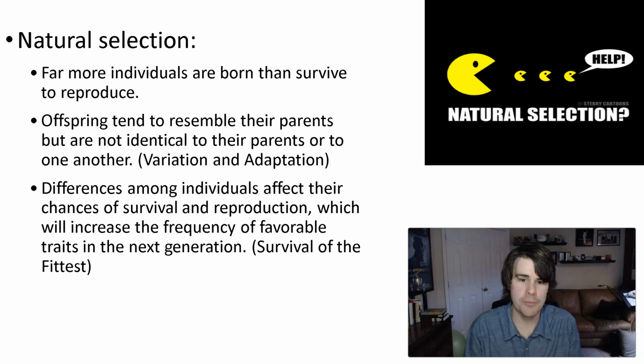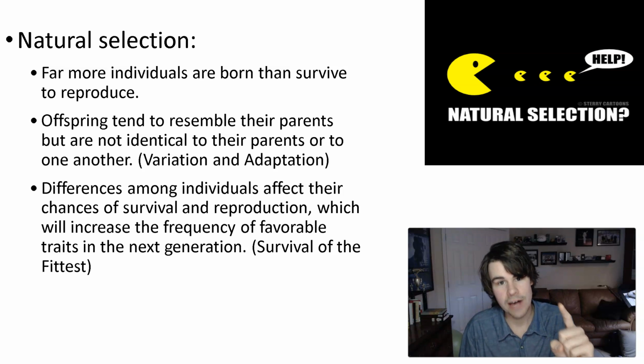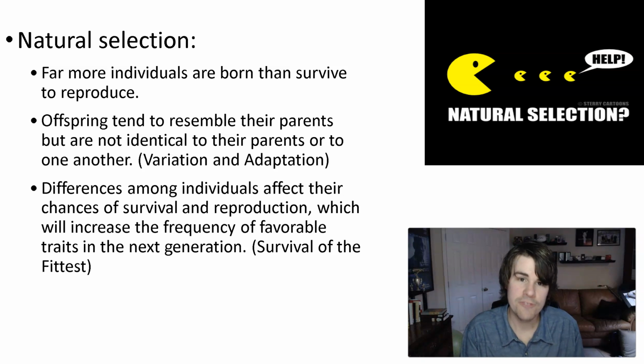Offspring tend to resemble their parents, but they're not identical. They have variations, they have adaptations. They're not the same. You're not a clone of your parents. You've been given different variations through the process of meiosis. And so differences among individuals affect their chances of survival and reproduction, which will increase the frequency of favorable traits in the next generation. So this is survival of the fittest. First off, there's a struggle to survive. And second, there's survival of the fittest.